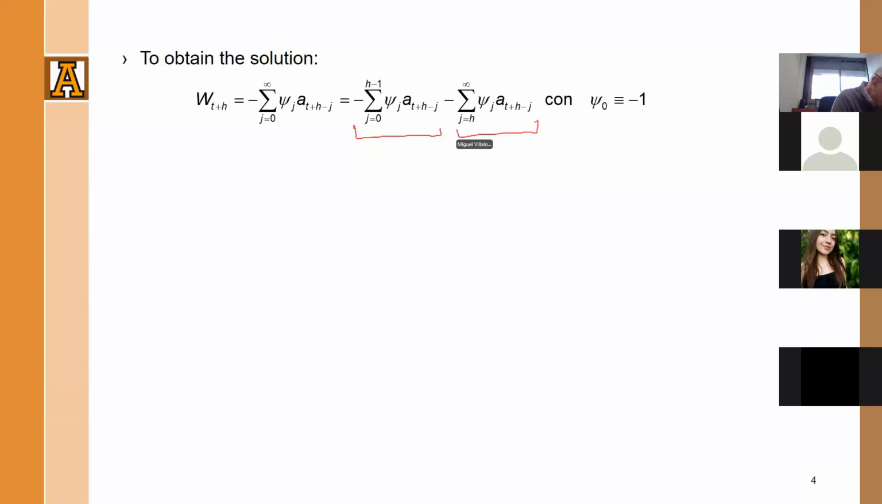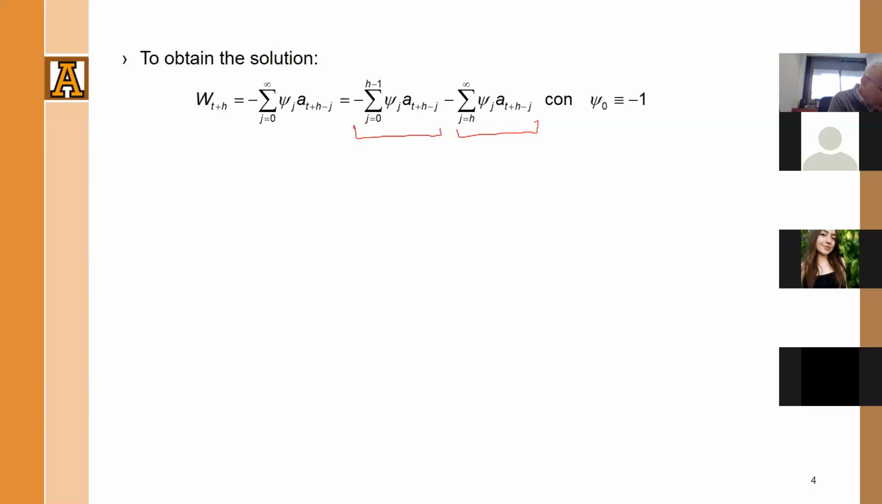The first component goes from j equal to 0. So it will be psi_j, for example, if j is equal to 0, it will be a_{t+h}, right? If j is equal to 1, it will be a_{t+h-1}. If j is equal to h minus 1, it will be a_{t+h-h+1}, that will be a_{t+1}, right?